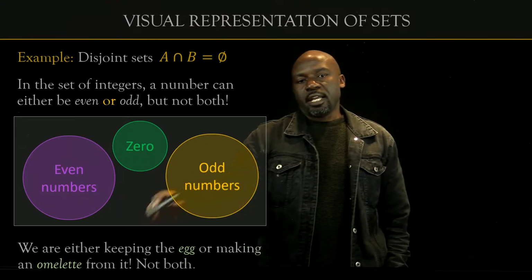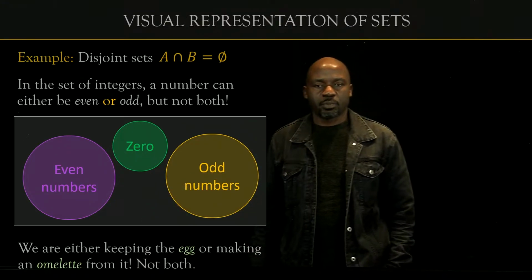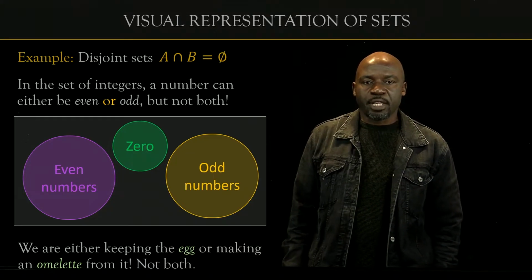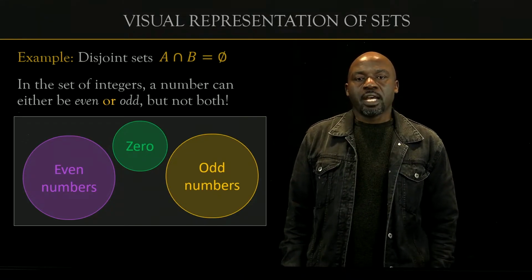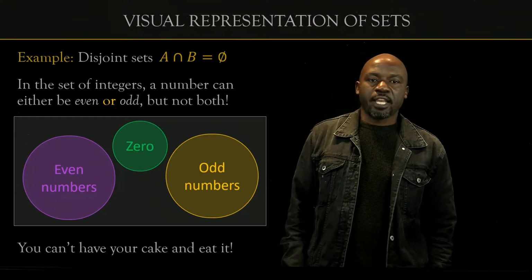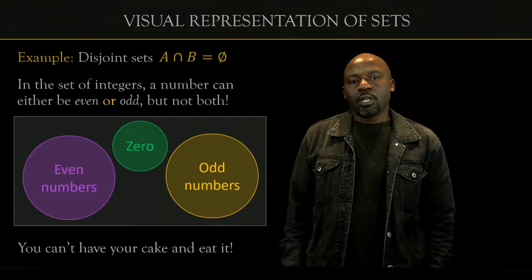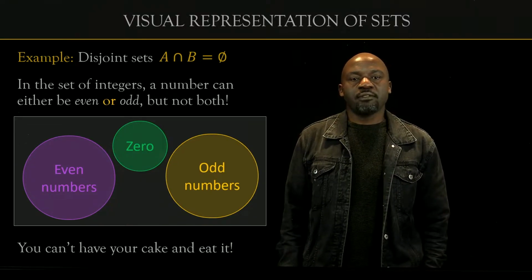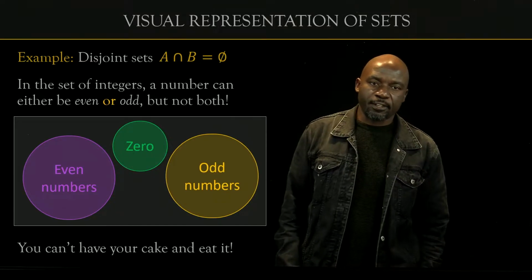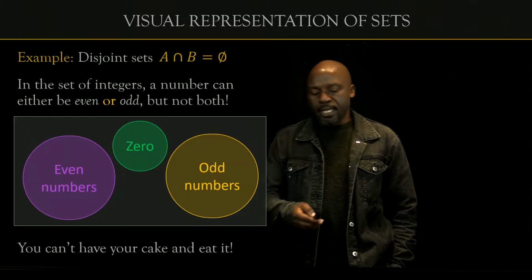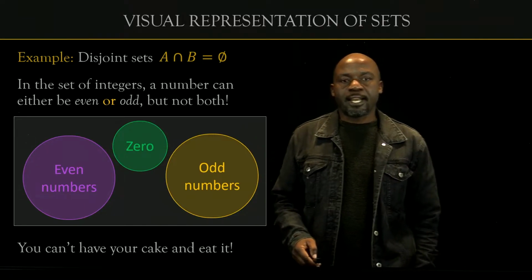So in English expression, we say we are either keeping the egg or making an omelette from it, but we cannot have both. Another way to say this is you can't have your cake and eat it. So you either have the cake or you have eaten it, you can't be having it while at the same time you've eaten it, right? So this is a good way of understanding what we mean by disjoint sets.